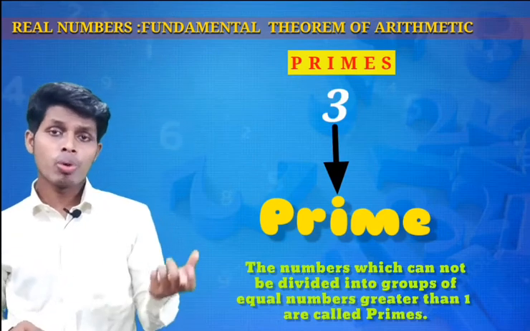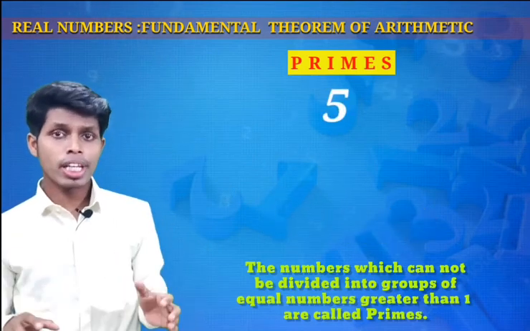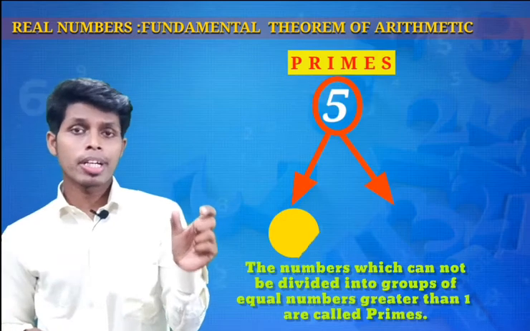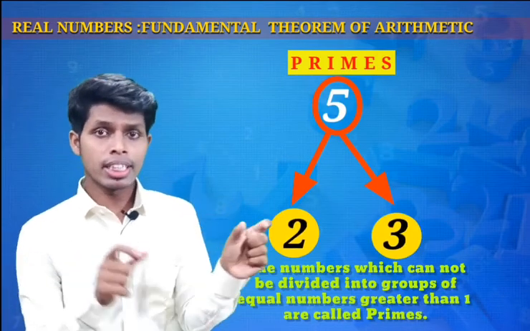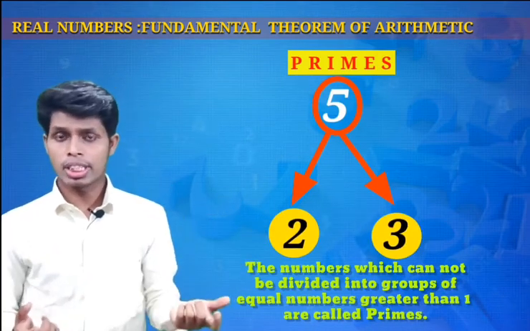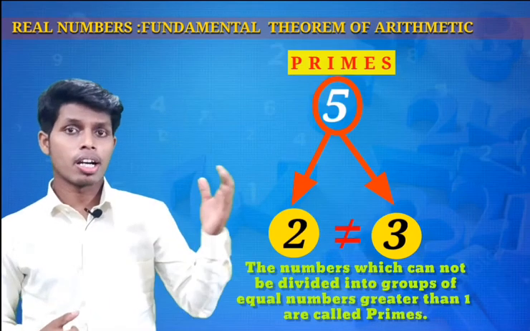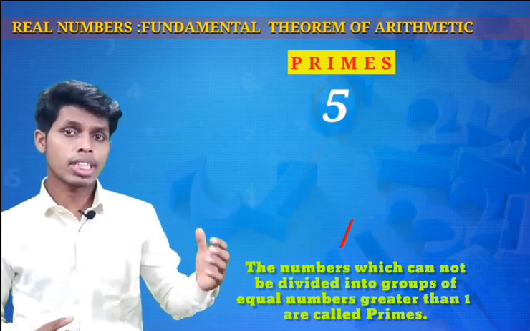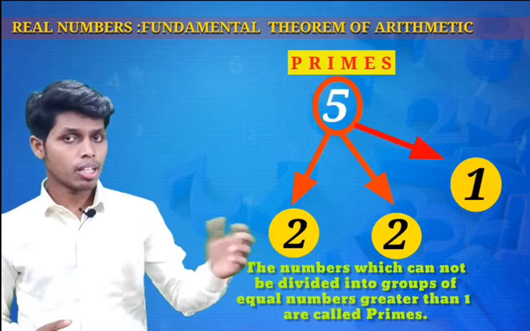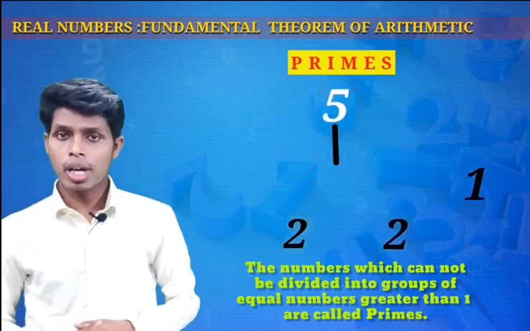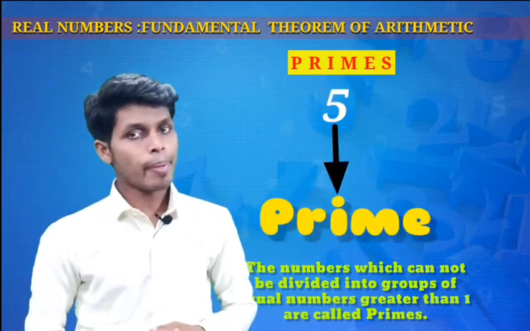Similarly 5, if you want to distribute 5 equally into groups, it cannot be done, because 5 can be divided as 2 and 3 into 2 groups. There are no equal chocolates. Or if you want to distribute 5 in other ways like 4 and 1, also one child is getting 1 chocolate, so 5 is also a prime number.